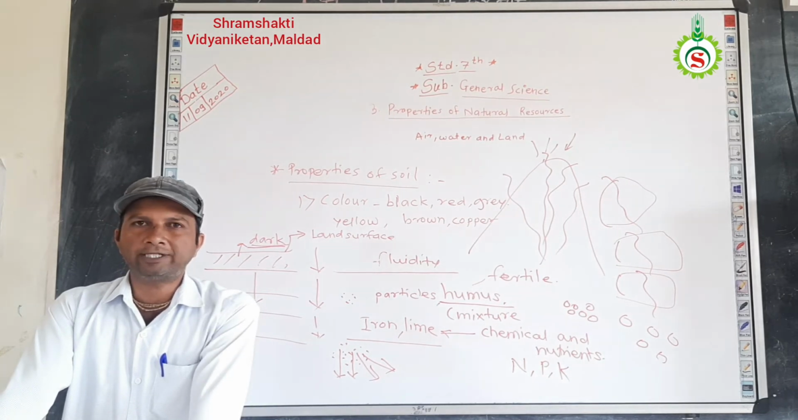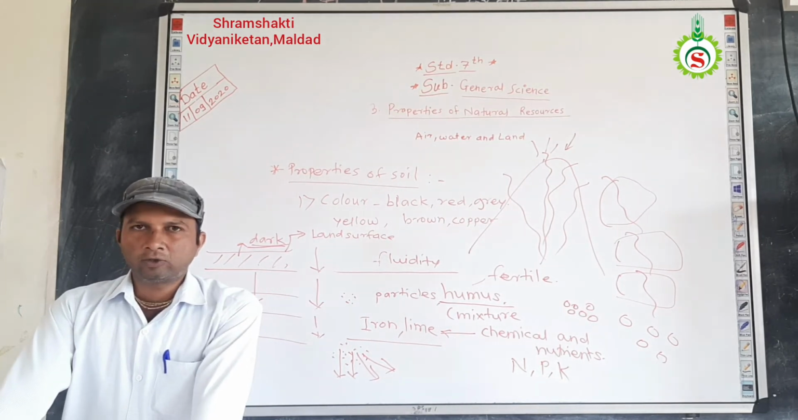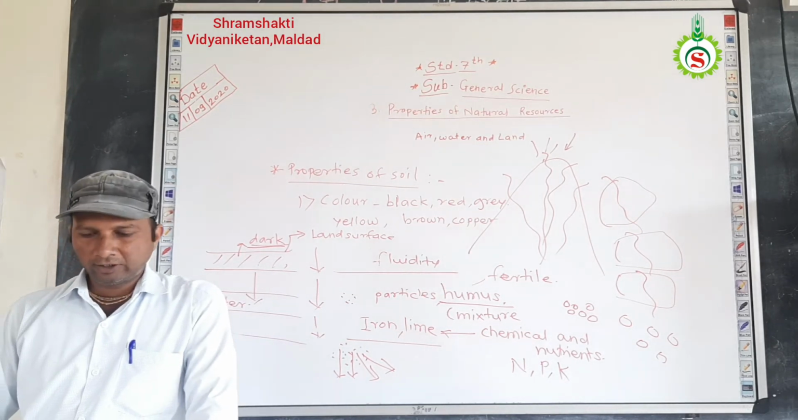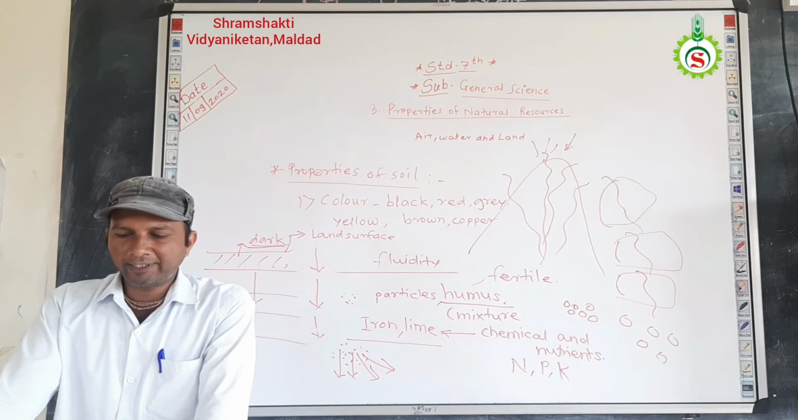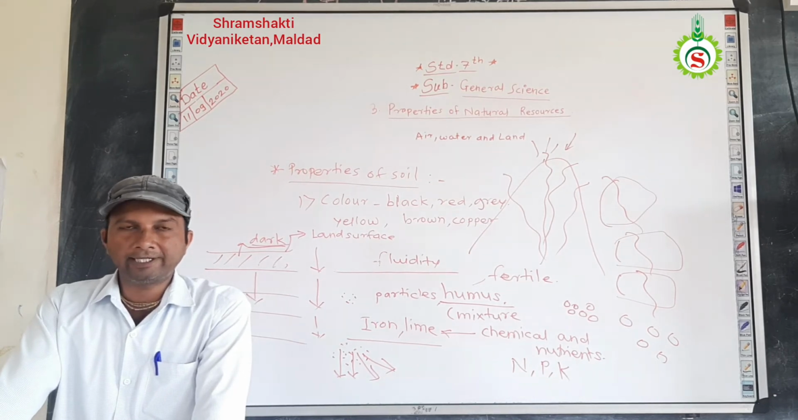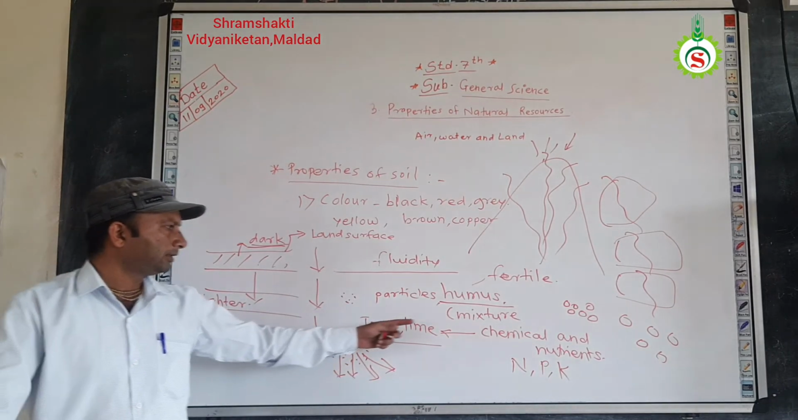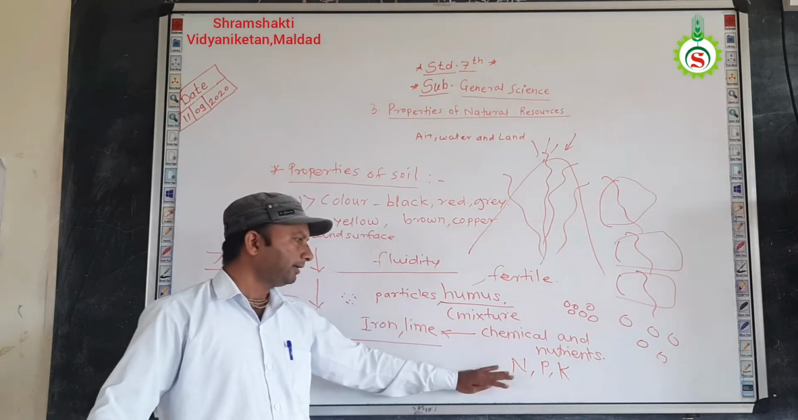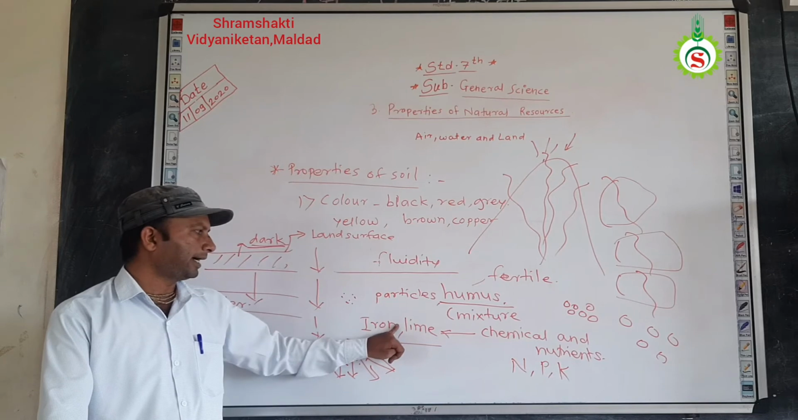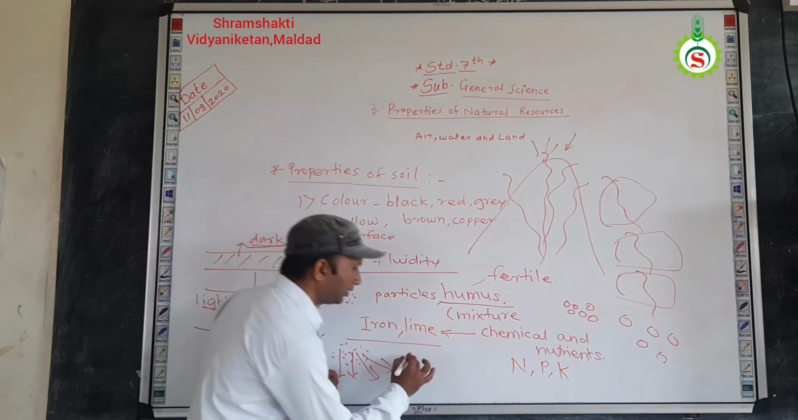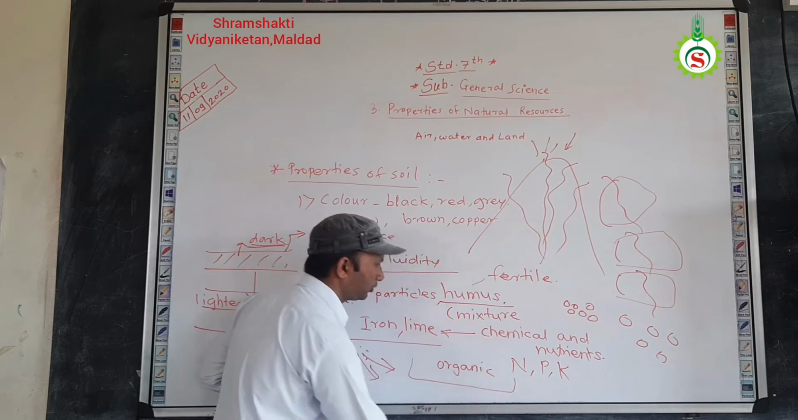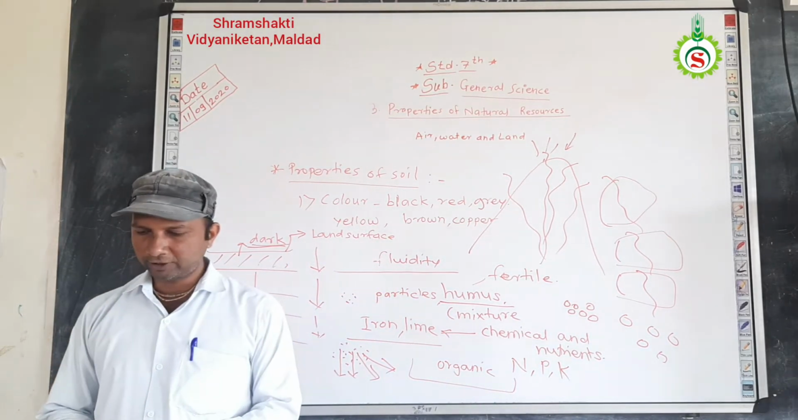Texture is what? The quality of the soil to grow more improved varieties of the crops. So it is called texture. The color of soil depends upon the texture and its organic ingredients. Organic ingredients means the important components like nitrogen, phosphorus and potassium, and chemical substances like iron and lime. These are called the organic constituents of the soil.